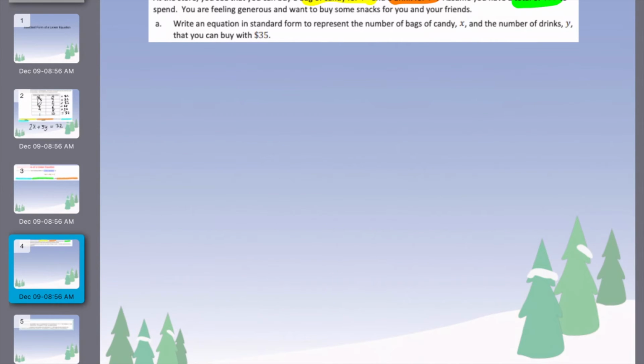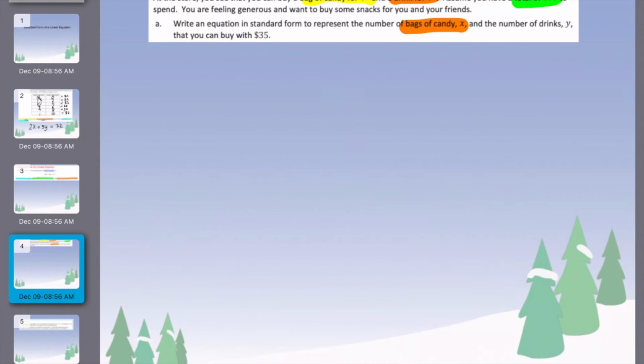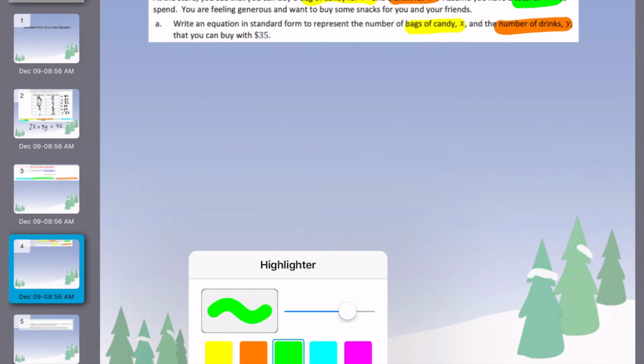Write an equation in standard form to represent the number of bags of candy, x. Sorry, let me switch that up. I'll change that to be the appropriate color. Bags of candy is x. Number of drinks is y that you can buy with $35.